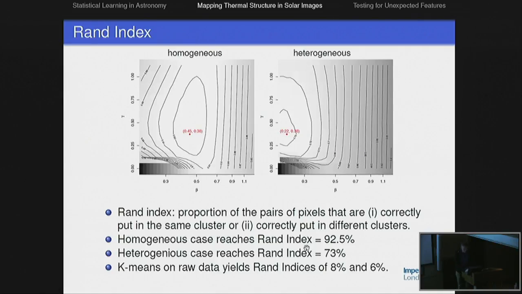And what I think is most interesting here is that in the homogeneous case, we actually get a RAND index of 92.5%, which means that 92.5% of the pairs of pixels are correctly either in the same or different clusters. So that's kind of nice. It's a little easier problem because the model's exactly right. In actuality, the clusters are not quite the same. That RAND index goes down a little bit. But if we just applied k-means on the raw data, it would go all the way down to 8 or 6% for these two cases here.